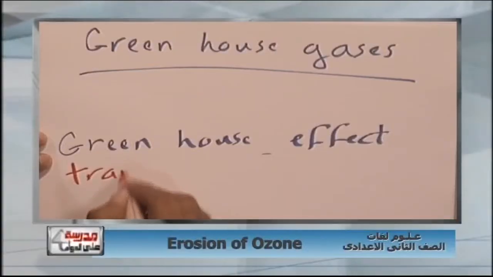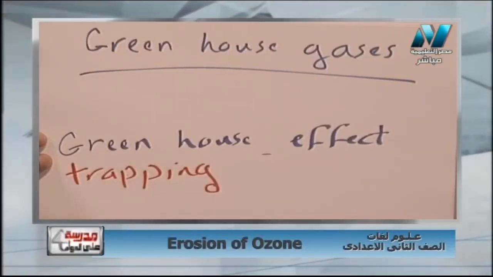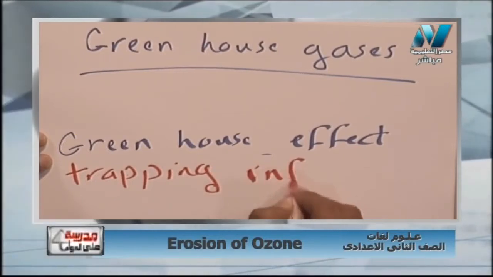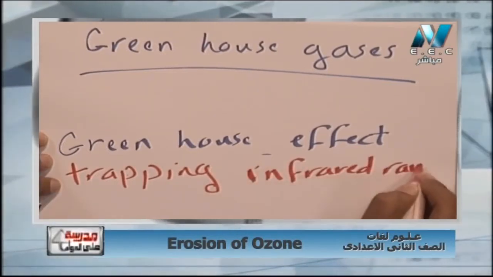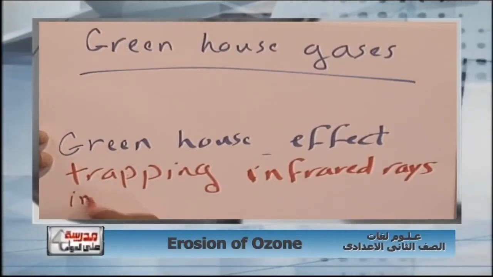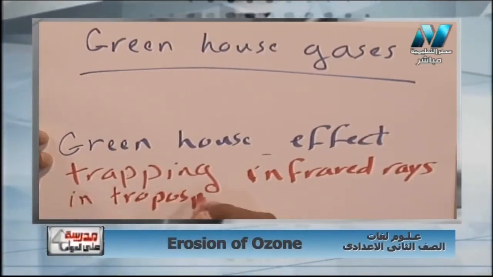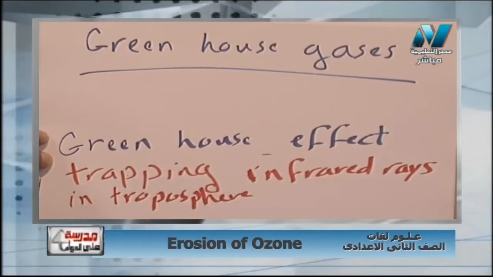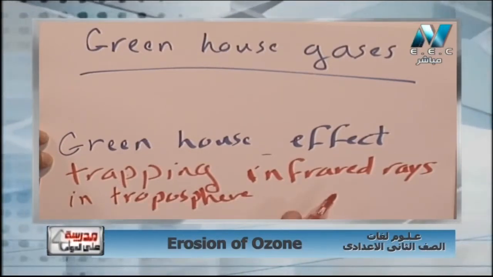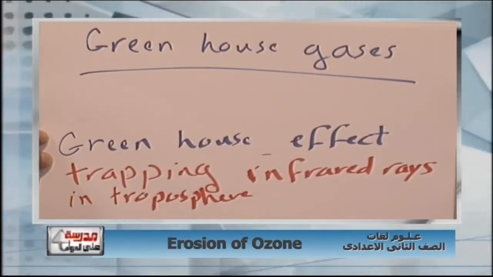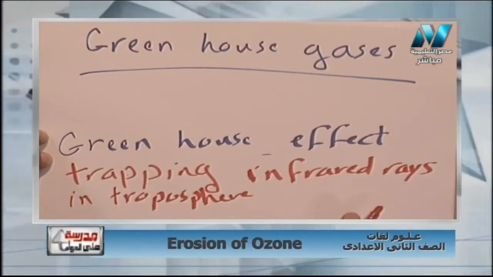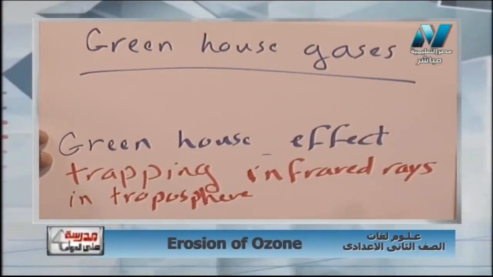In the same way, we have the greenhouse effect. What is meant by the greenhouse effect? The greenhouse effect means trapping infrared rays in the troposphere and not allowing them to escape from the Earth's surface or from the Earth's air.